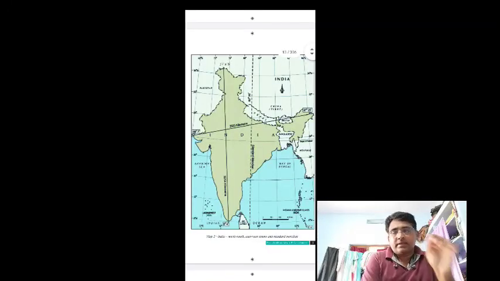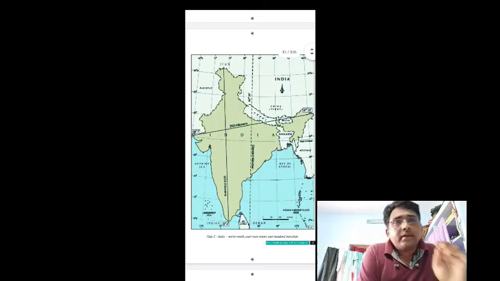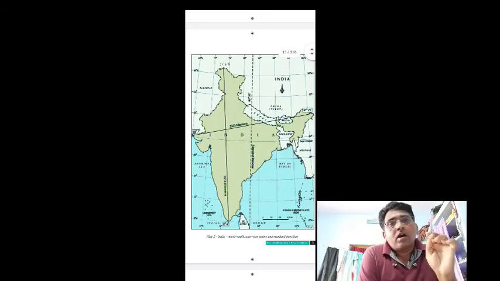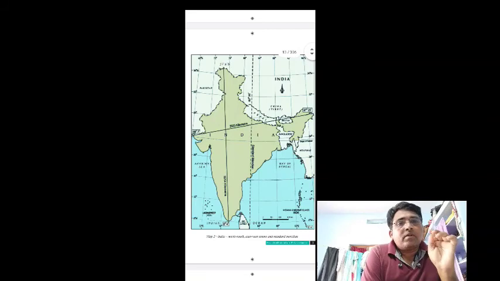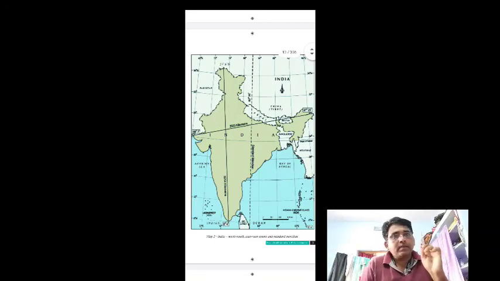Textbook page number 3. Regarding this map, all areas are covered by me. So please observe in that map what we taught in this class.